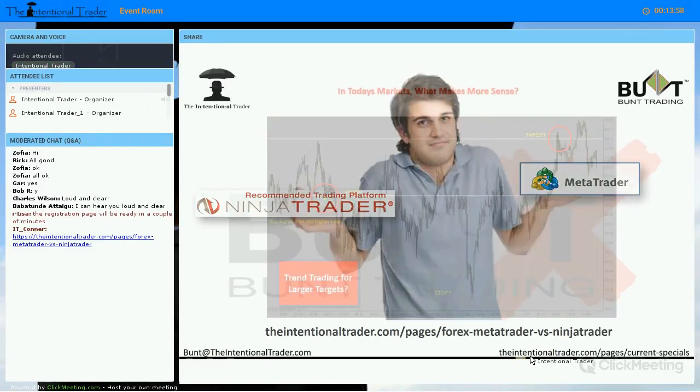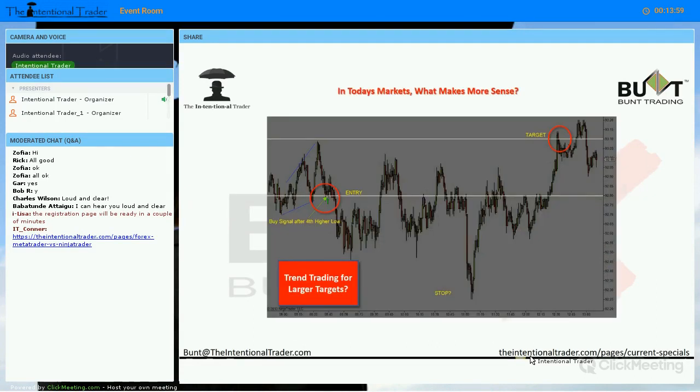Okay, so what I want to talk about today is these small pullbacks that give us these tremendous opportunities in the markets. So I'm going to ask you this, and then I'm going to ask you again after we've been through this whole presentation. I want you to look at this chart.